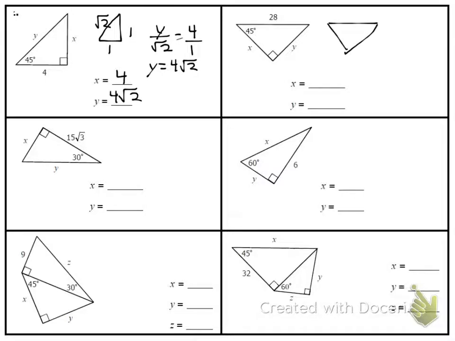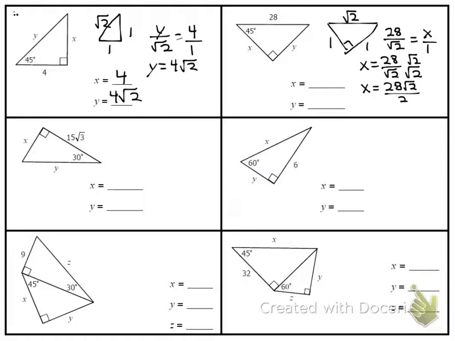Next one, the hypotenuse is 28, so we're going to go root 2, 1, 1. 28 is to root 2 as x is to 1. Now x and y are going to be the same here because it's isosceles. So this gives us x equals 28 over root 2. I'm going to rationalize by multiplying the top and the bottom by root 2, and I get 28 root 2 over 2, which now I can divide the 28 and the 2. I can reduce that, and it becomes 14 root 2. So that's x, and since it's a 45, 45, 90, and it's isosceles, that is also y.